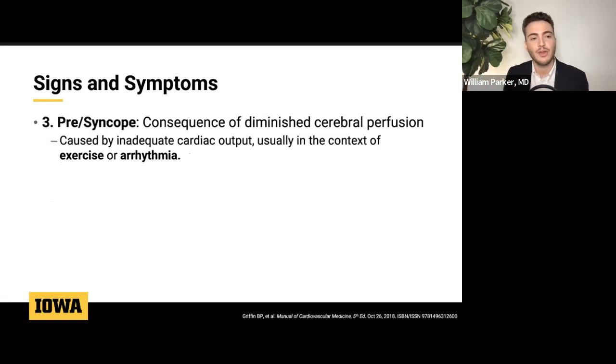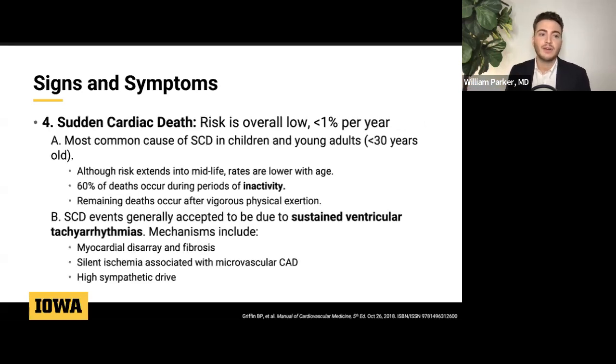And then I think the most classic, maybe when you first learn about the disease, this is probably the canonical picture you think of: the young athlete who collapses on the field, which is a consequence of transiently diminished cerebral perfusion, or arrhythmia, really, caused by inadequate cardiac output, usually in the context of exercise or arrhythmia. And then finally, and maybe this is the more classic presentation you naturally associate with hypertrophic cardiomyopathy, is sudden cardiac death.